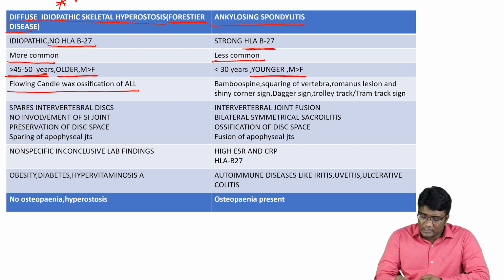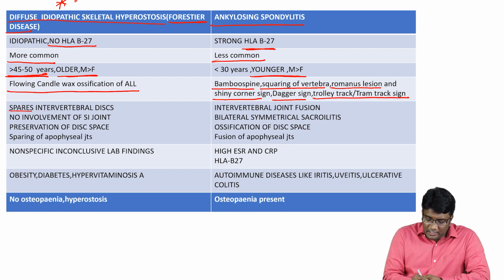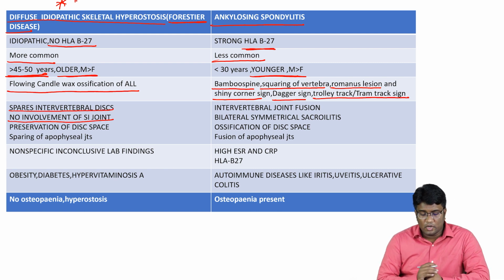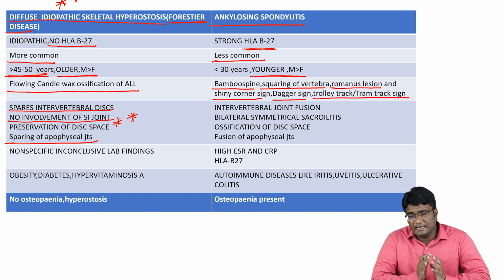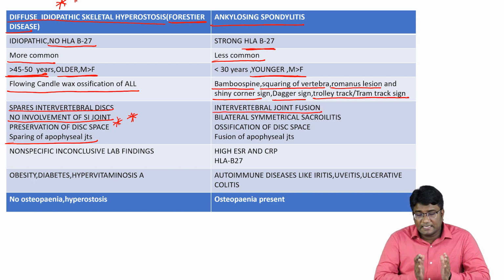In ankylosing spondylitis, you see a lot of radiographic signs: bamboo spine, squaring of vertebra, Romanus lesion, shiny corner sign, dagger sign, trolley track or tram track sign. In DISH, there is sparing of the intervertebral disc space. There is no involvement of the sacroiliac joints, no involvement of the apophyseal joints. A very important thing, there is preservation of the disc spaces in DISH. Whereas in ankylosing spondylitis, there is intervertebral joint fusion. There is decrease in the height of the intervertebral disc spaces.